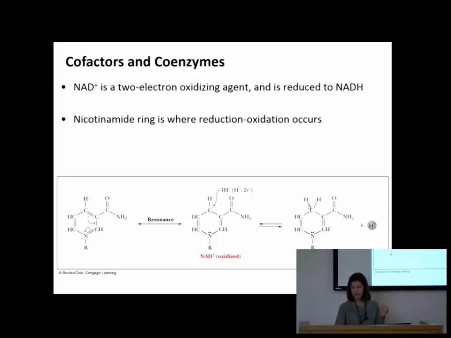So here it's reduced because it has an extra hydrogen. Without the extra hydrogen, it's in its oxidized form, so NAD plus is the oxidized form, and NADH is the reduced form. I need you to know that the nicotinamide ring is where the action occurs on NAD, and that it will accept a hydride, a packet of electrons. Without the hydride, it is oxidized. With the hydride, it's reduced.